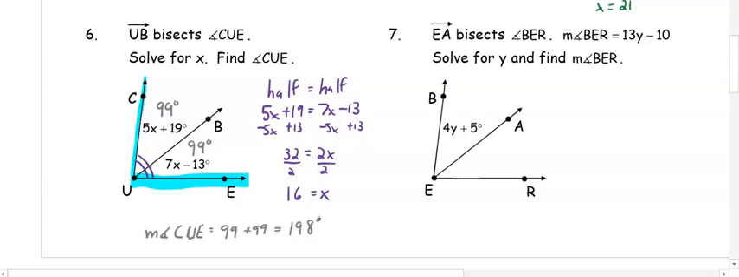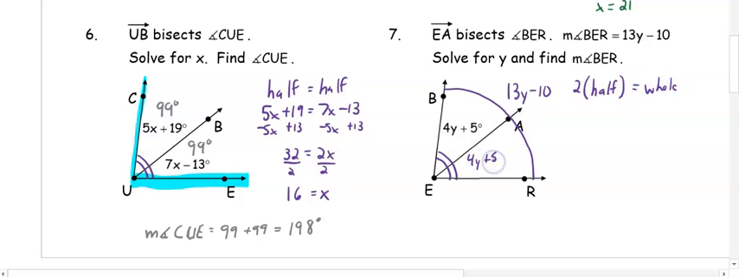In number 7, these angles are also bisected because EA bisects angle BER. So they are congruent. We know that BER is 13y minus 10. So this time we have a half angle that we need 2 of to equal our whole angle. Because if this unknown part is also 4y plus 5, we have 2 times 4y plus 5 is equal to 13y minus 10. 8y plus 10 equals 13y minus 10.